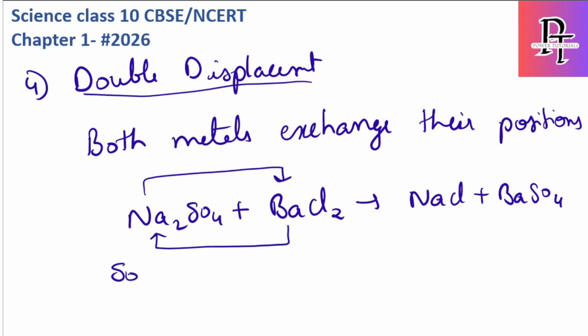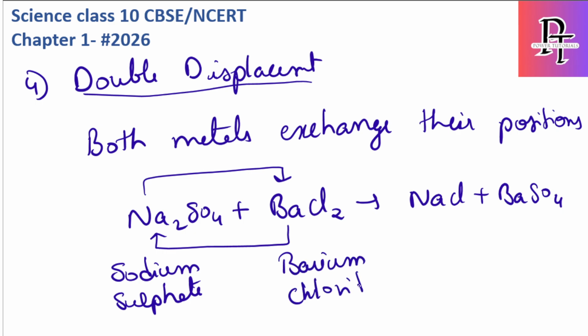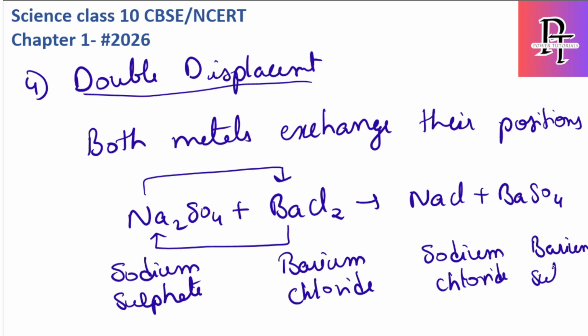So it is sodium sulfate reacted with barium chloride. So what will be formed? Sodium chloride and barium sulfate. Okay, so let's balance this, Na2Cl2. Now it's a balanced chemical equation where sodium is replacing the place of barium and barium is taking its place.